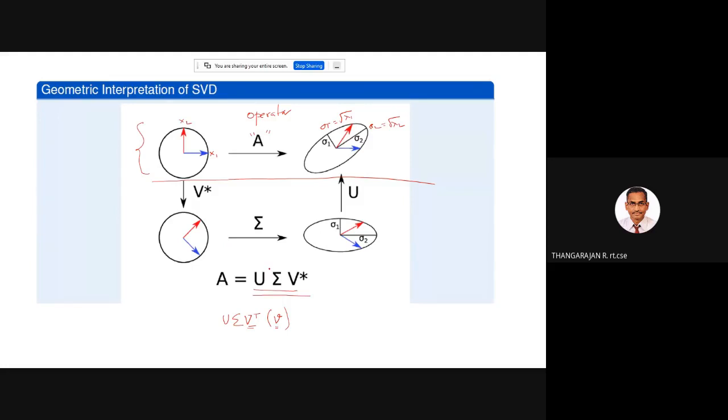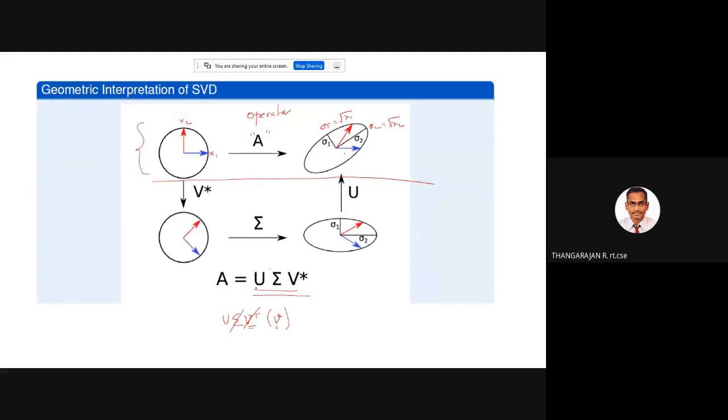After that you apply sigma. Sigma holds the singular values, so that will scale, applying scales sigma 1 and sigma 2. Then finally, after applying sigma, you apply U. When you apply U, it again rotates back, and when it does a rotation back, you get this. So the same effect you get using operator A on a set of vectors is the same effect you get by doing a singular value decomposition.